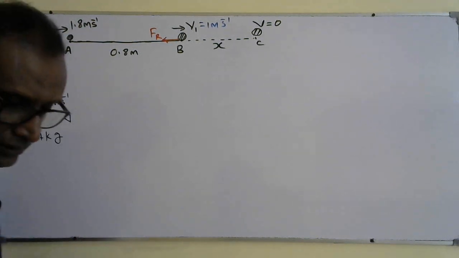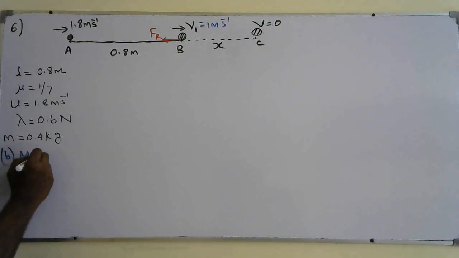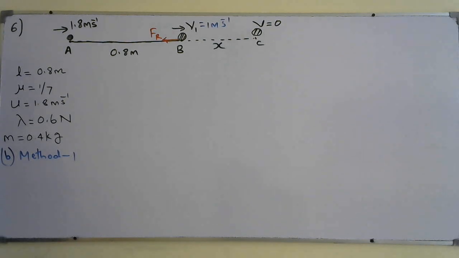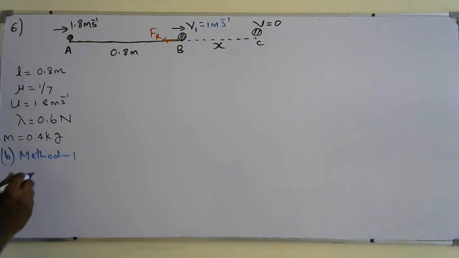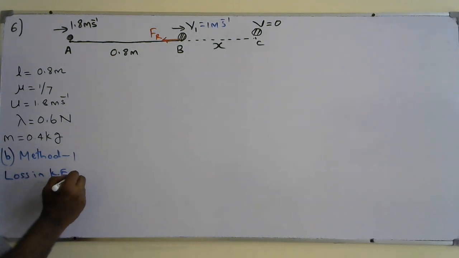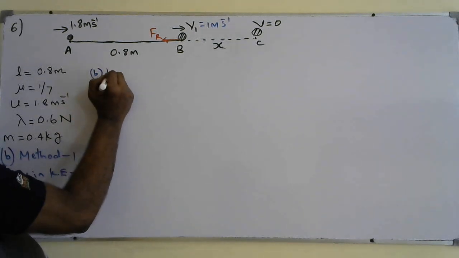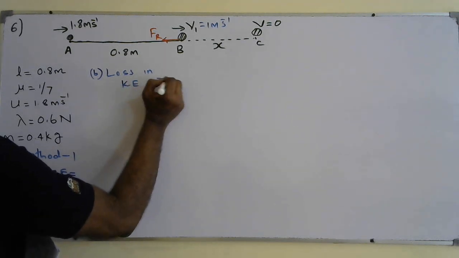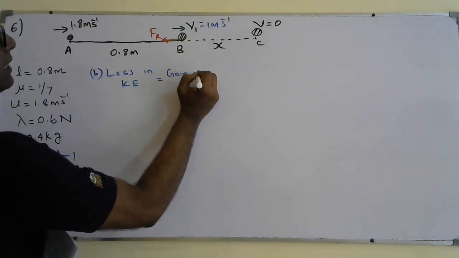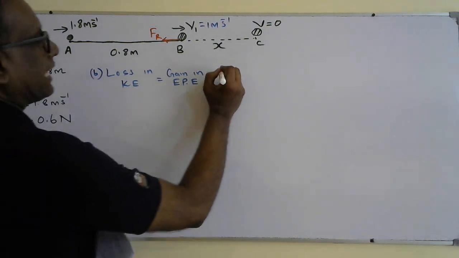Okay, so B part, we'll start like this. B part, method 1. For the motion from B to C, I'm going to use the energy equation. Loss in kinetic energy equals gain in elastic potential energy plus work against friction.